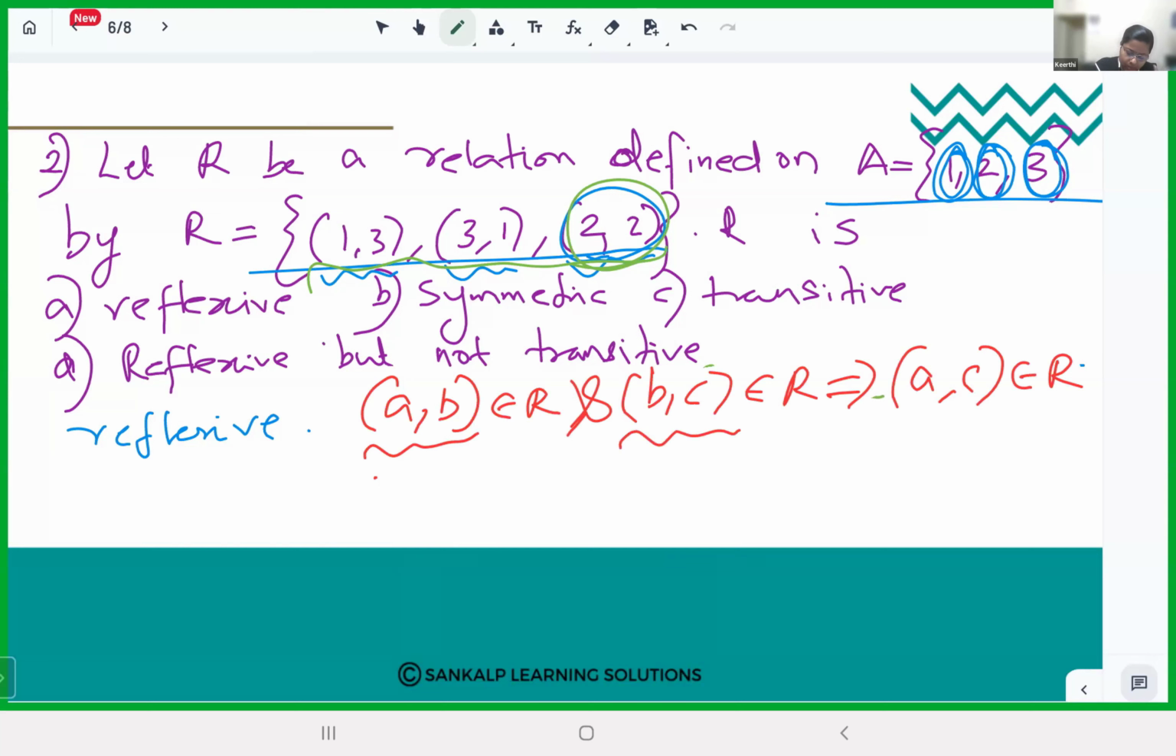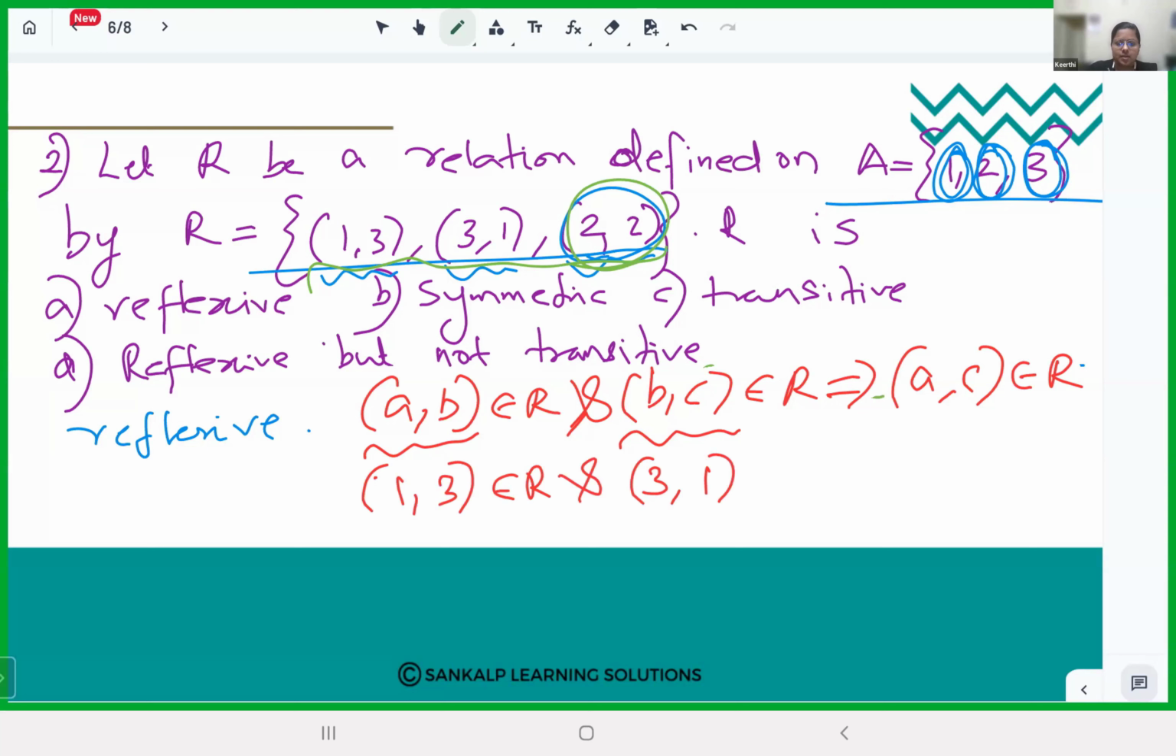All right, so we are going to check whether there is some ordered pair like that, like (a, b) and (b, c). We'll start with (1, 3). (1, 3) belongs to R. So is there any other ordered pair that starts with 3? Yes, there is an ordered pair (3, 1), which starts with 3. So we are able to take two ordered pairs, (1, 3) and (3, 1).